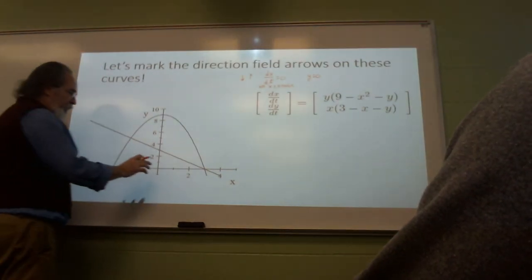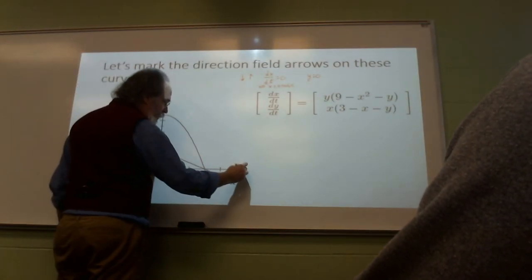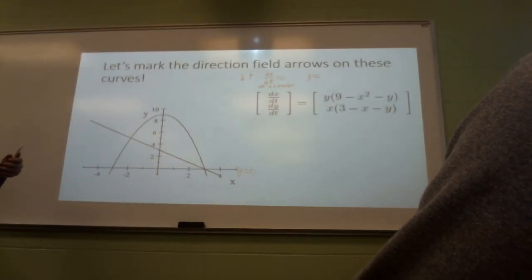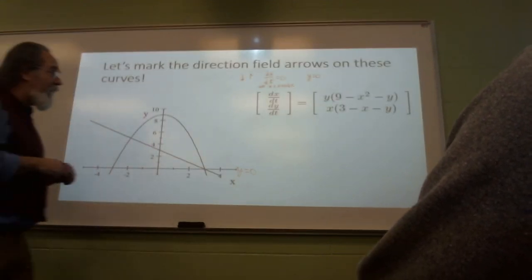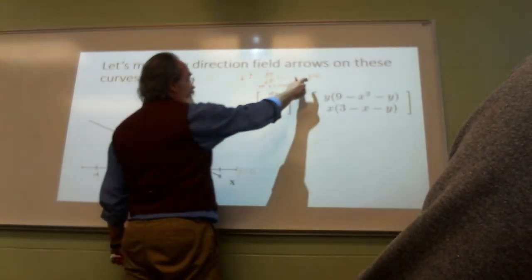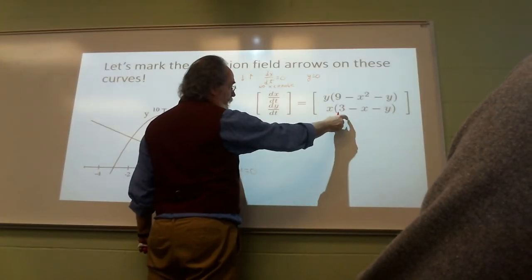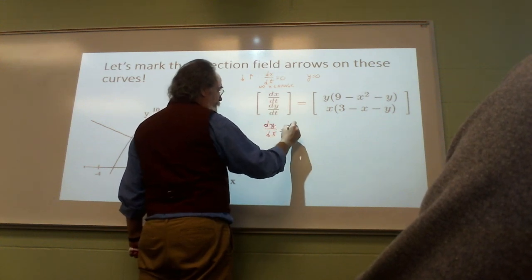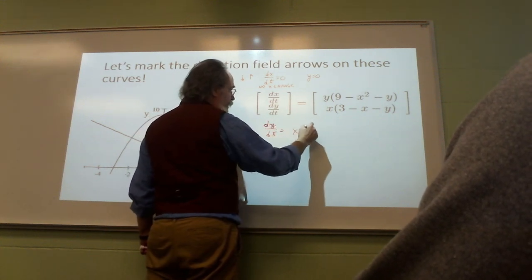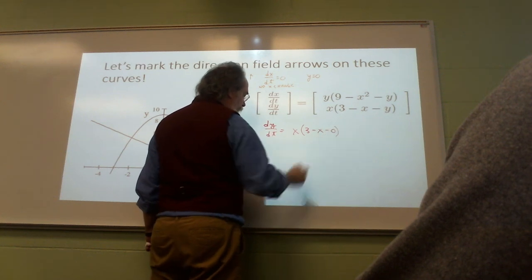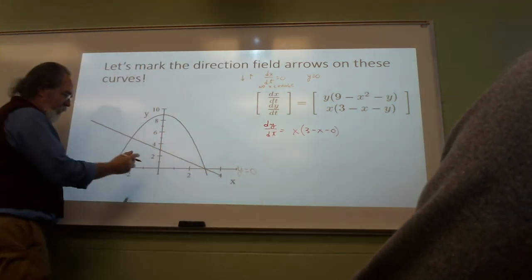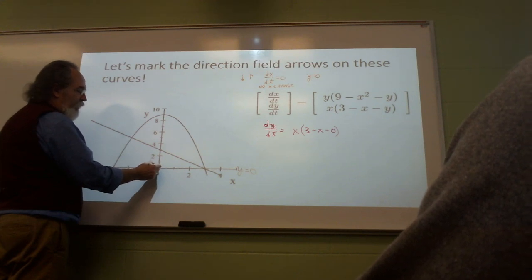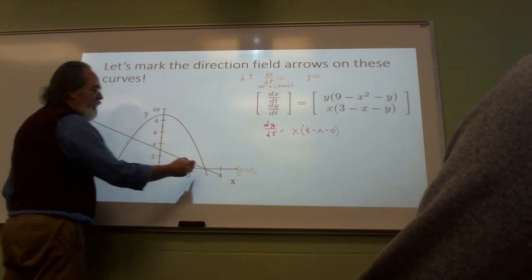So y equals 0, that's the x-axis. Y equals 0 has up and down arrows. Let's see how we find them. It's really easy. The sign is going to come from putting 0 in for y here. So I have dy/dt equals x times 3 minus x minus 0. So when x is 0, I get a 0 there. When x is 0, and when x is 3.